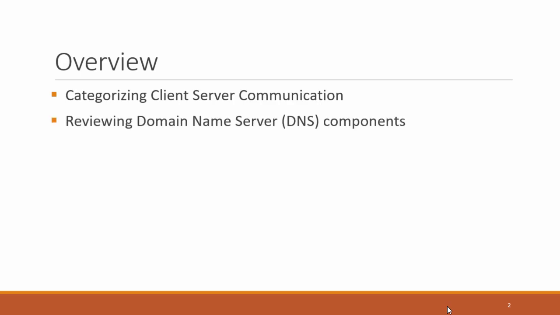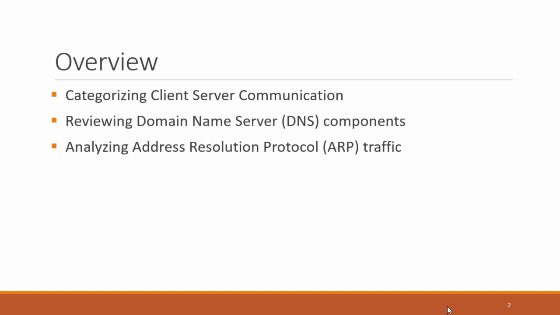Once we've done this, we're going to look at the domain name server. Domain name server takes the human readable form and prepares it for the machine. Then we're going to look at the address resolution protocol. This is how we take our information and we apply it within the network.